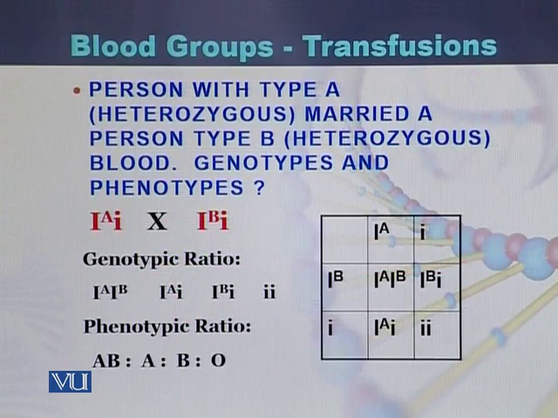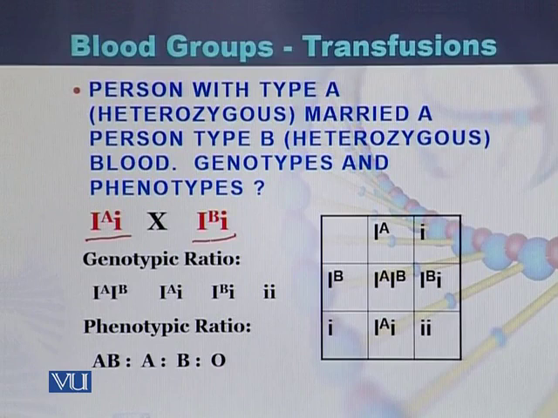So let us check some crosses based on the blood groups. Suppose a person has blood group type A in heterozygous form. Here we can see this is heterozygous form: one allele is A while the other allele is O, which can also be written as a small i. If such a person marries a person who has blood group type B, which is also heterozygous in nature, what will be the genotypes and phenotypes of the children who will be born to them?